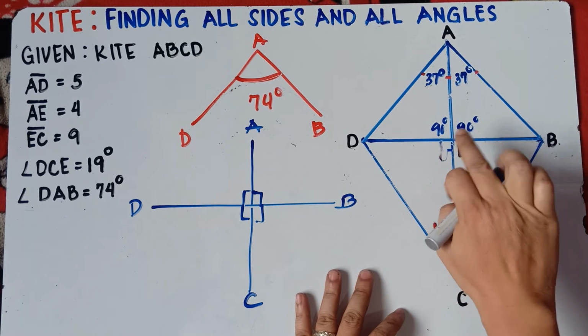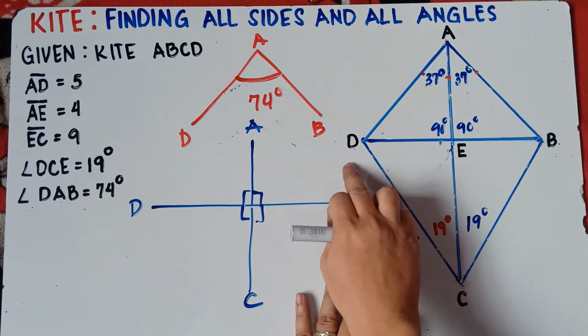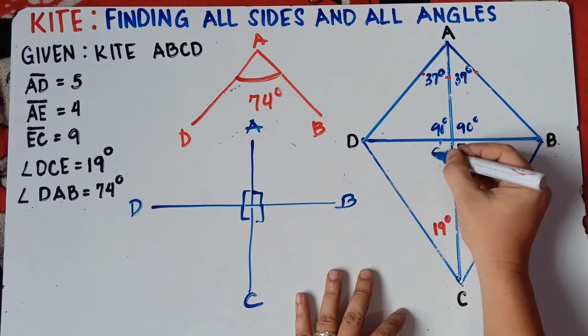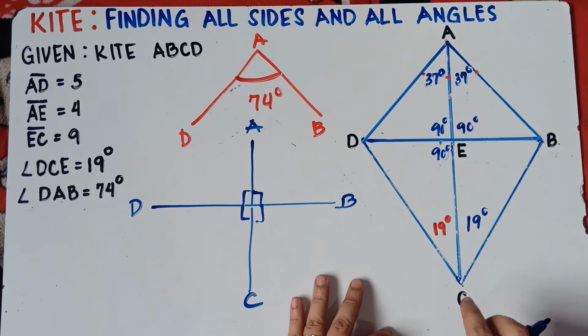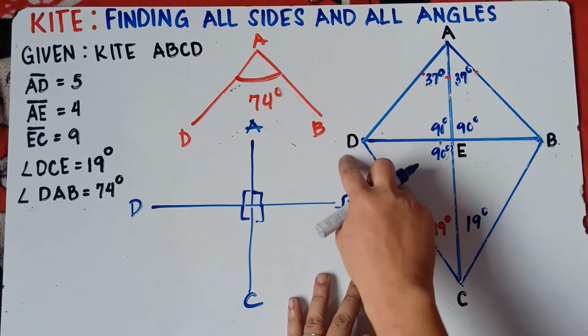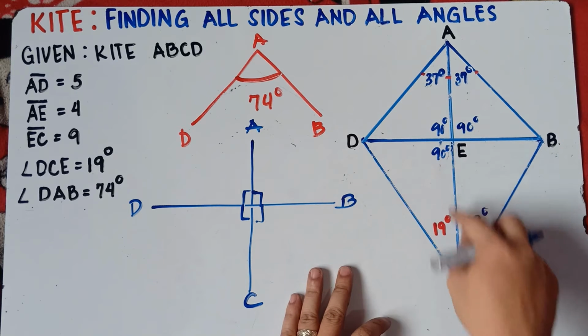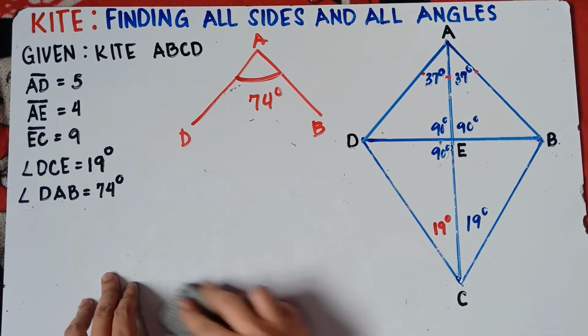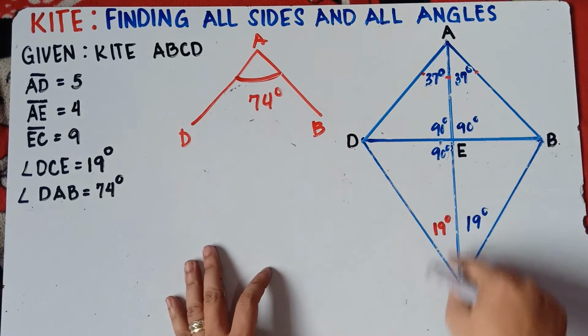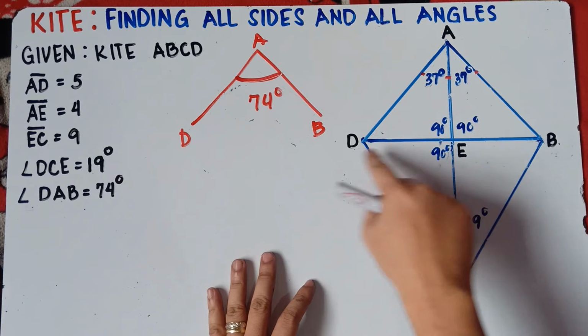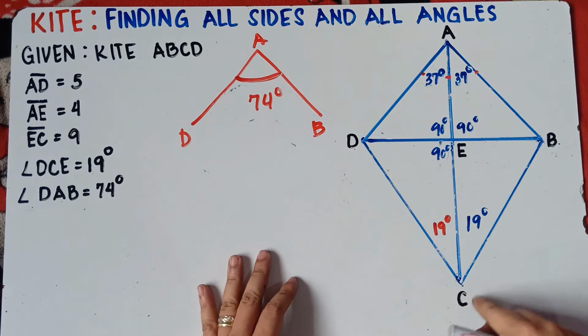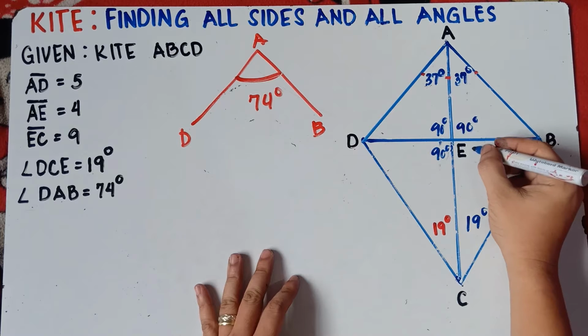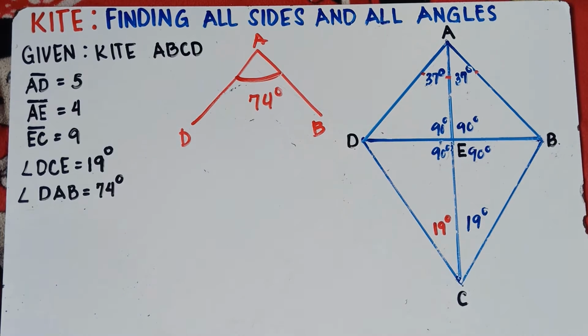Same with angle DEC, that's 90 degrees. You can actually read this one, class, as angle CED, that's okay, or angle DEC, that's actually the same, class. So it depends on you, which do you prefer. You can have DEC or CED. And this one, CEB, is also 90 degrees.